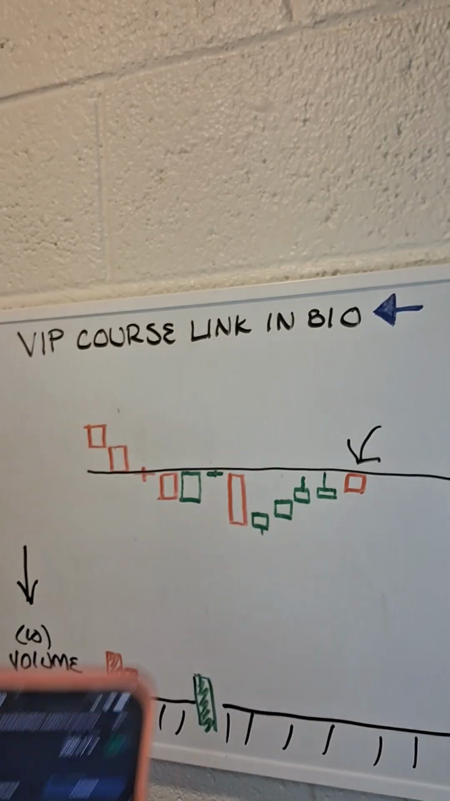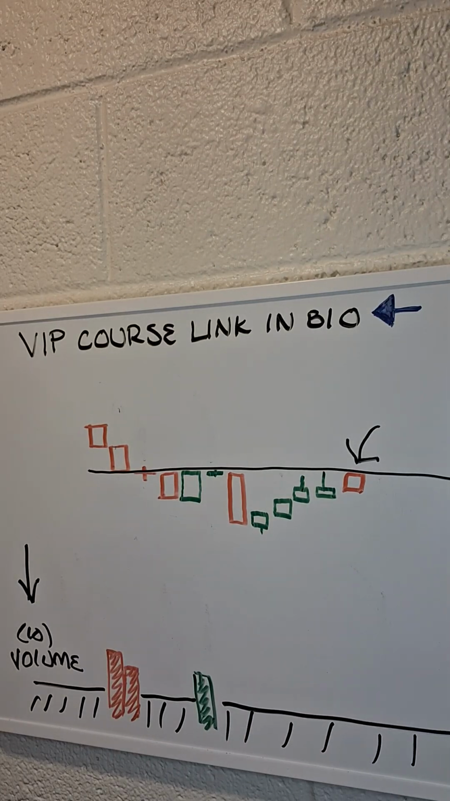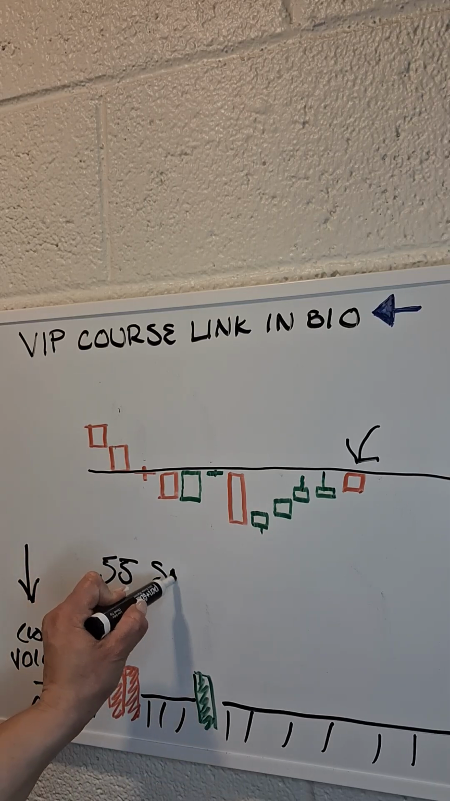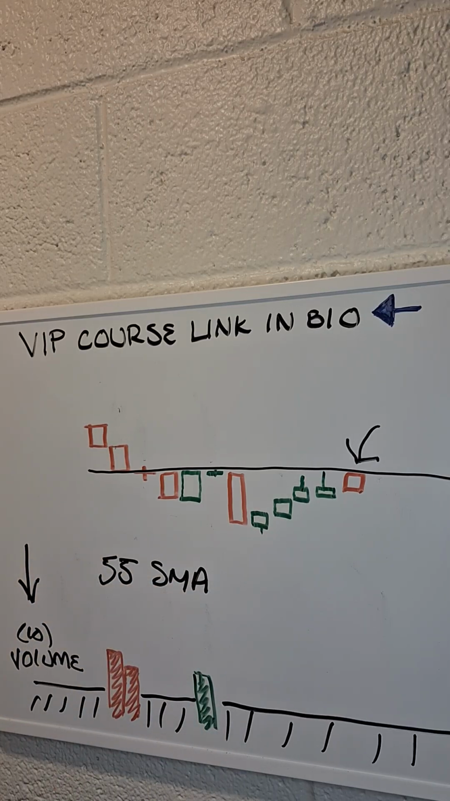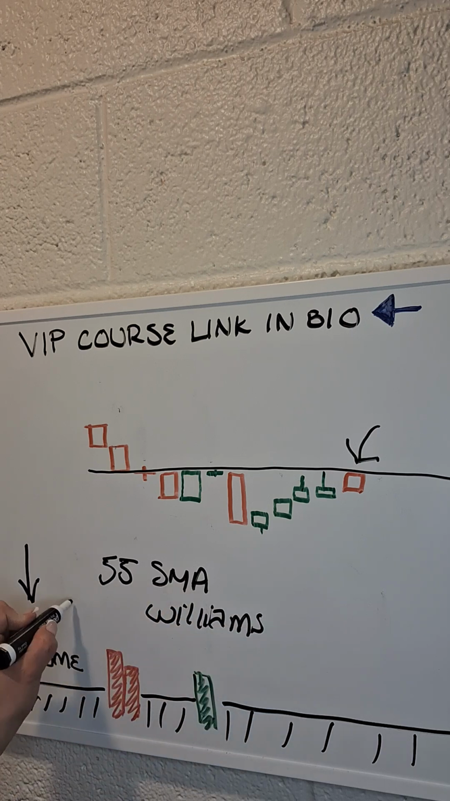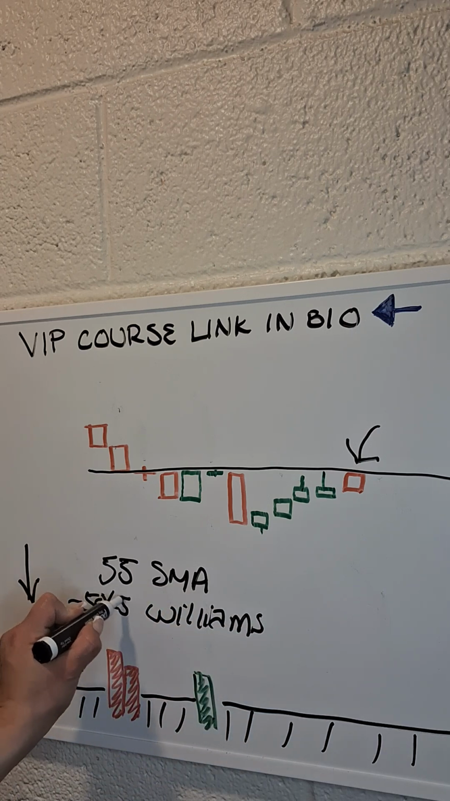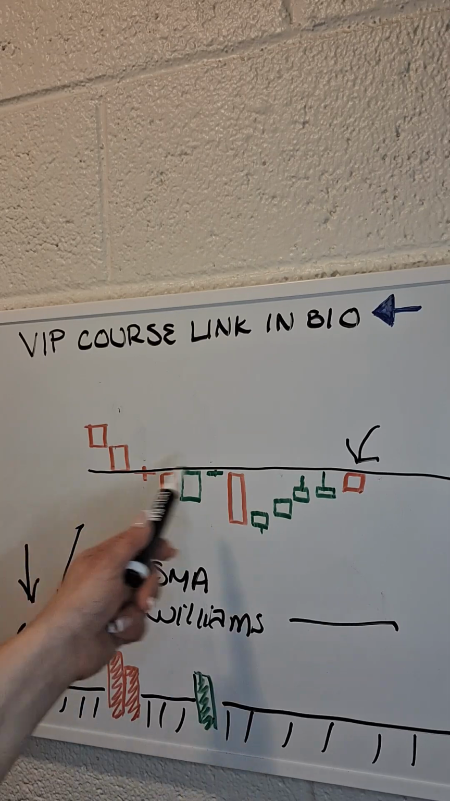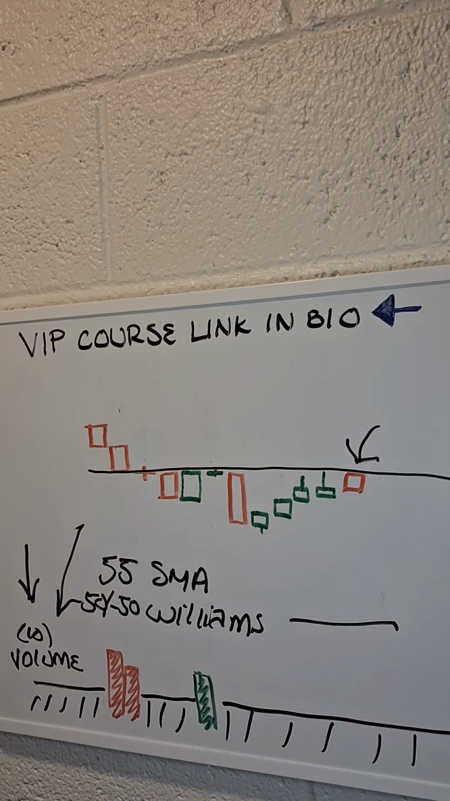I am using only 3 indicators: the 55 SMA for trend, meaning buy above, sell below. I'm also using Williams. So I have Williams set at -50 and -50. So I literally only have one line: buy above, sell below. And volume is default, which is 10. And that's it. I trade based on trend lines and horizontal lines.